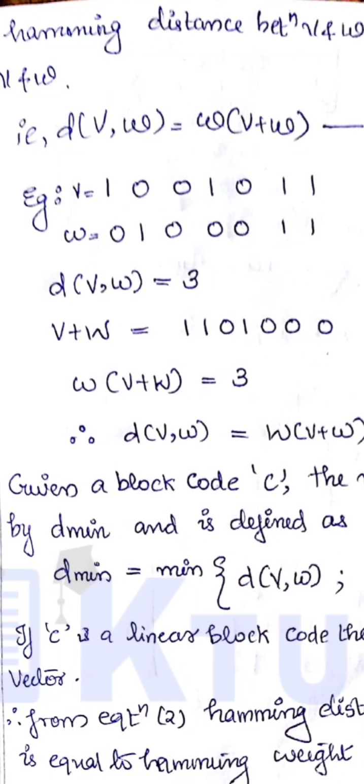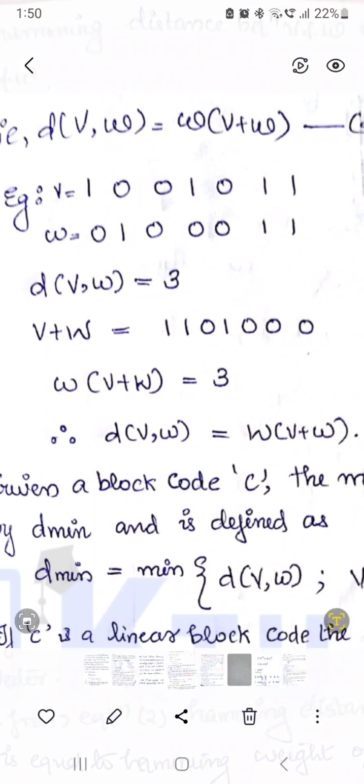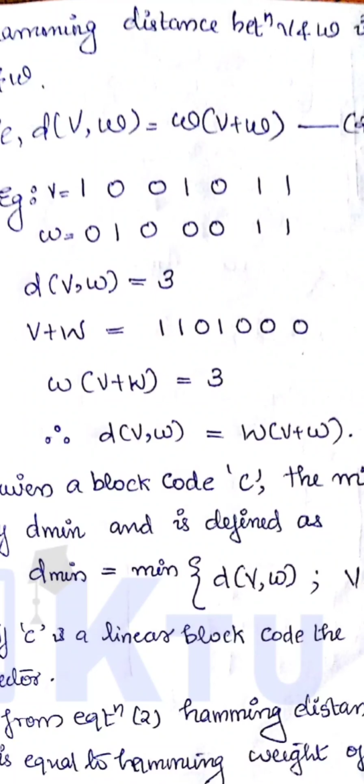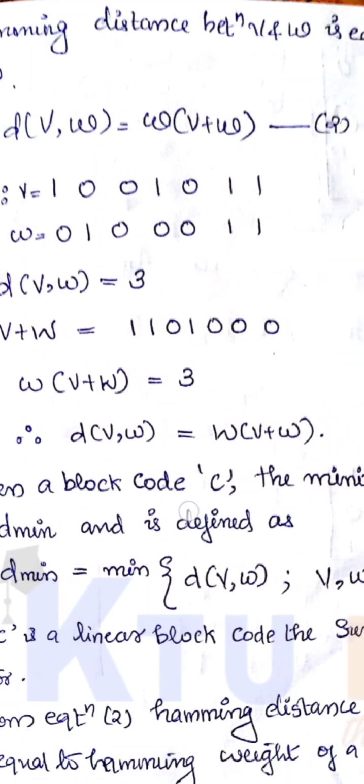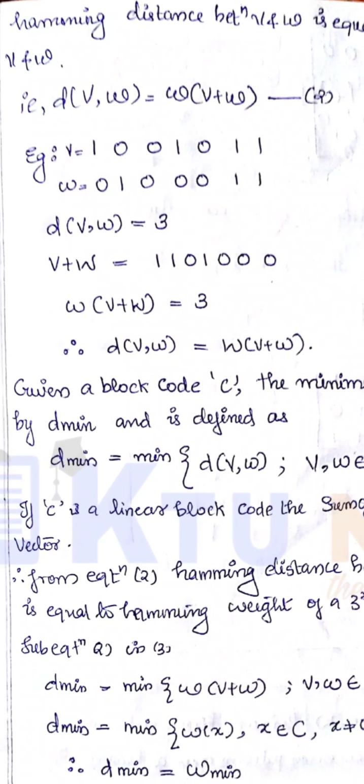So from this equation, the distance between V comma W is equal to the weight of the sum of the vectors. So this is V plus W and its weight is nothing but the number of non-zero values. Here the number of non-zero values is 3. So the weight of V plus W is 3. The distance between V comma W and the weight of V plus W are both 3. So they are the same, and we have proven this equation.